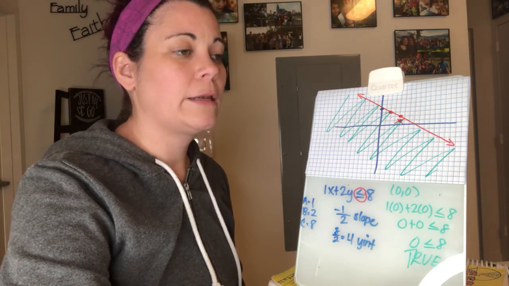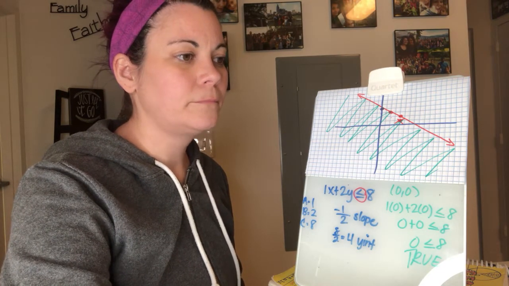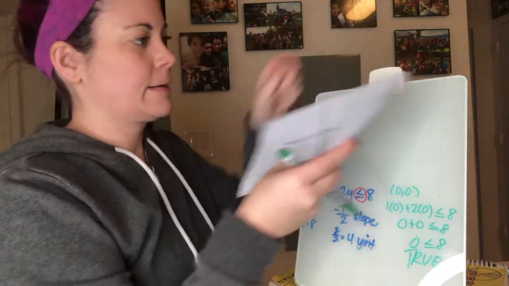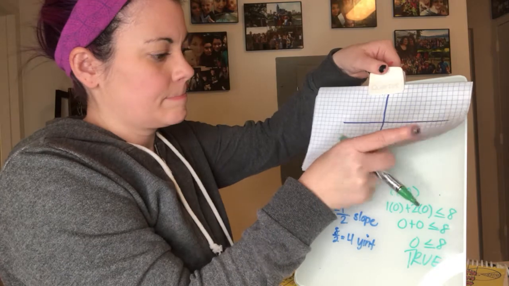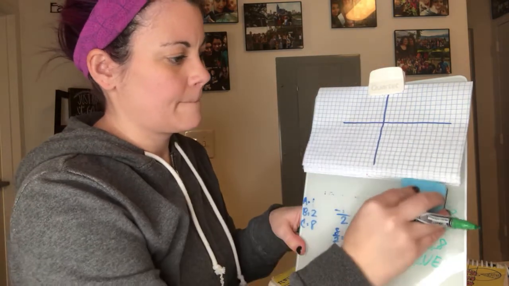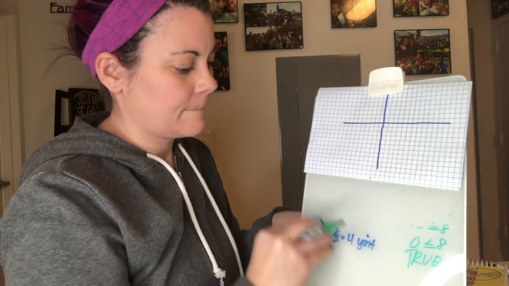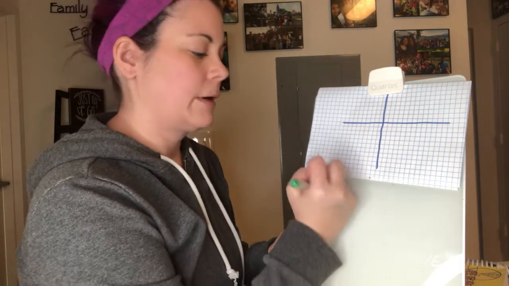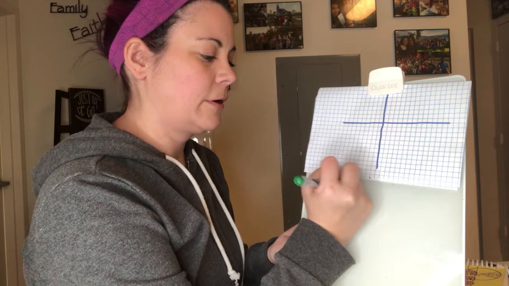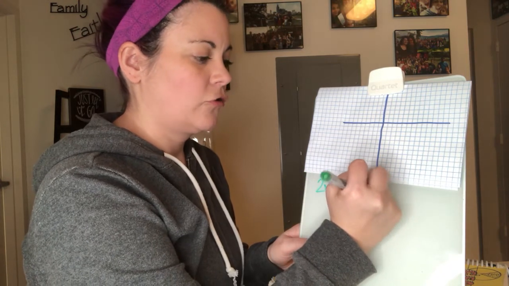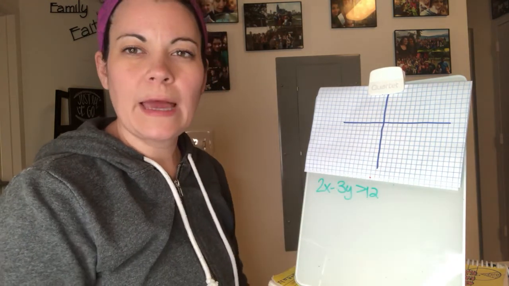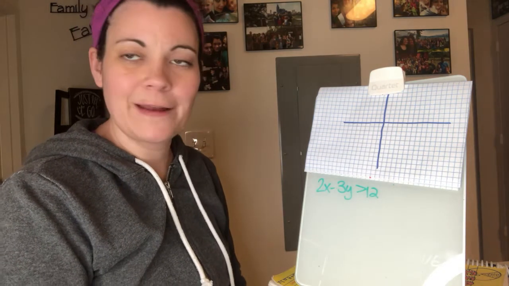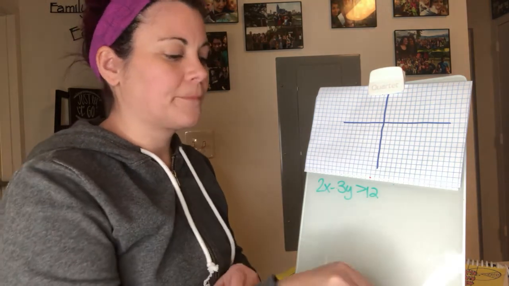Let's do another example. Here we go. We have 2x minus 3y is greater than 12.